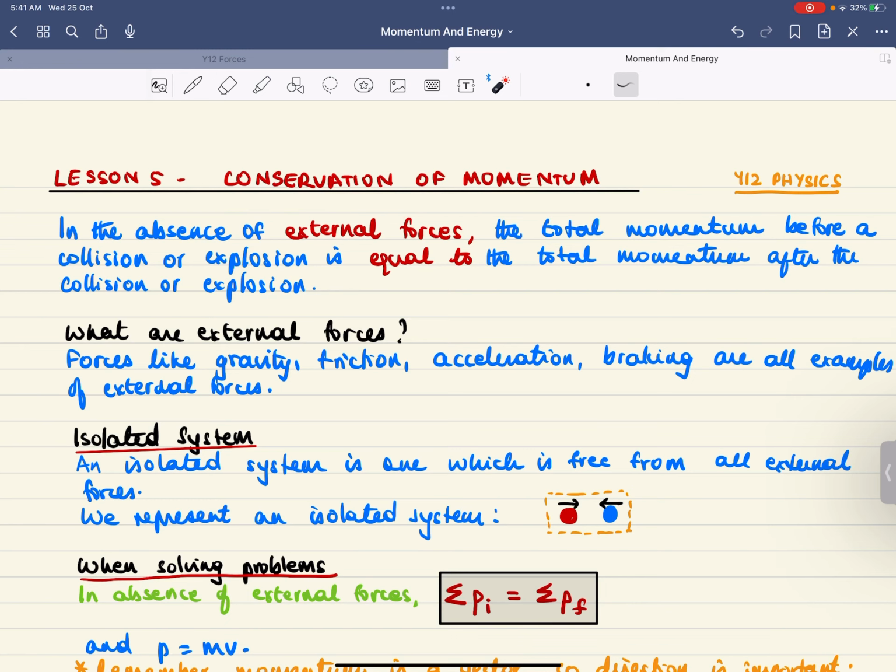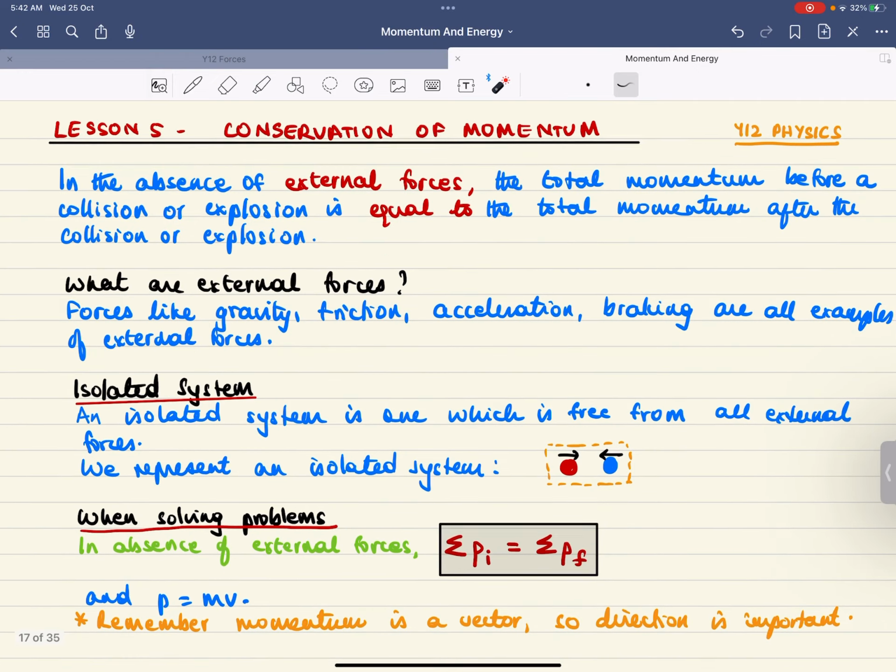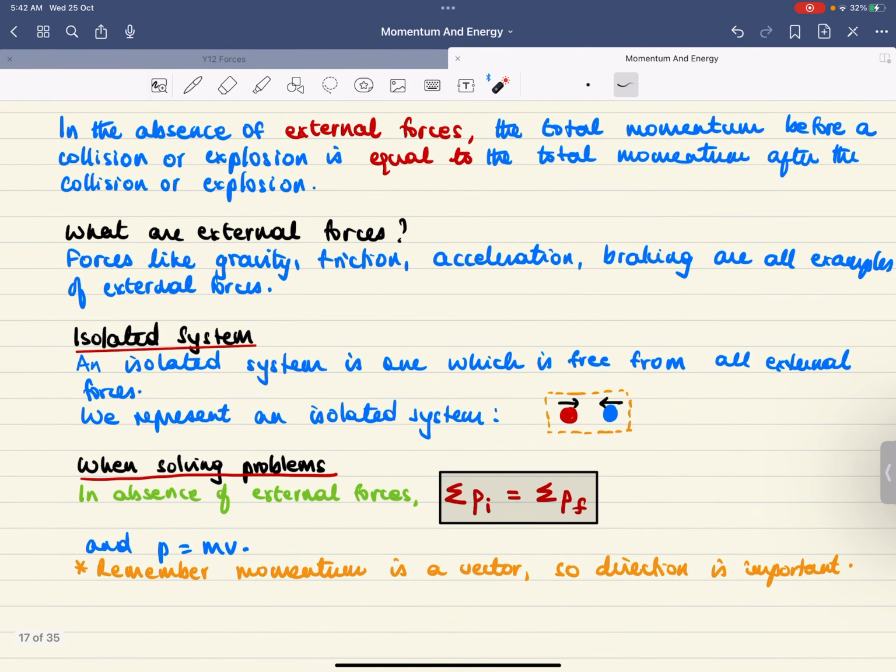So what are external forces? Forces like gravity, friction, acceleration, braking. These are all examples of external forces. Now, to show that there is no external force, we consider what is called an isolated system. So what is an isolated system? It is one which is free from all external forces.